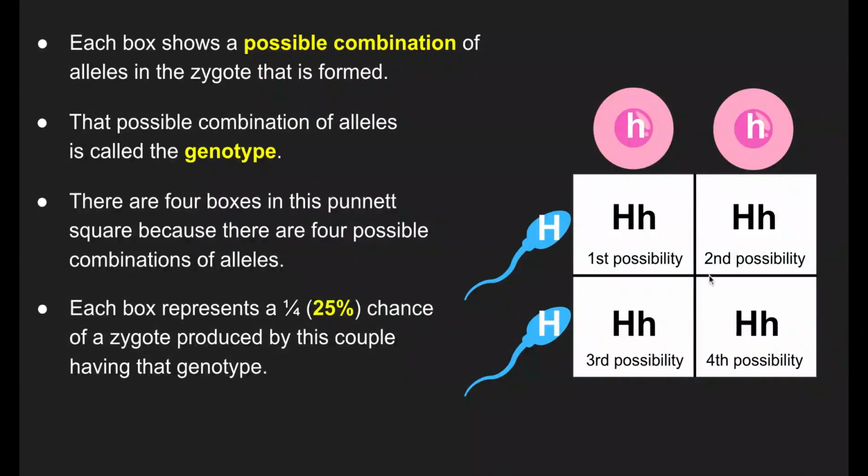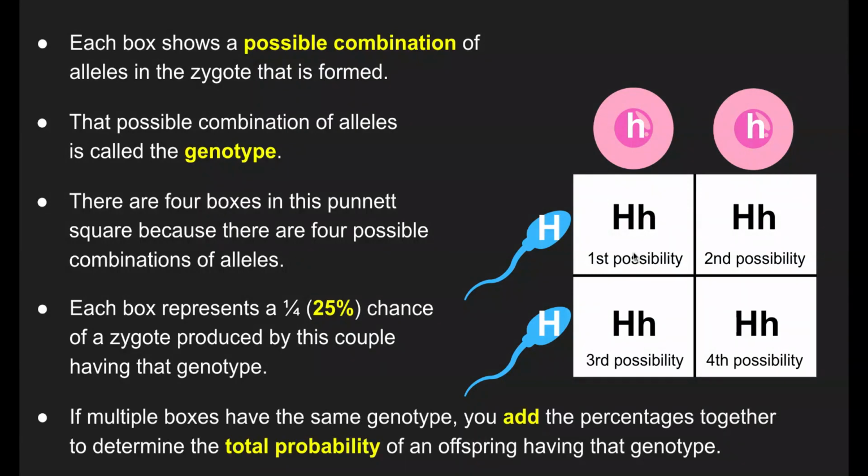Each one of these boxes represents 1 out of the 4 possibilities, and this is where you can determine the probability using the chart. So 1 out of 4 is a 25% chance of a zygote having this combination. So each box represents a 25% chance, or 1/4 chance, of having that genotype.